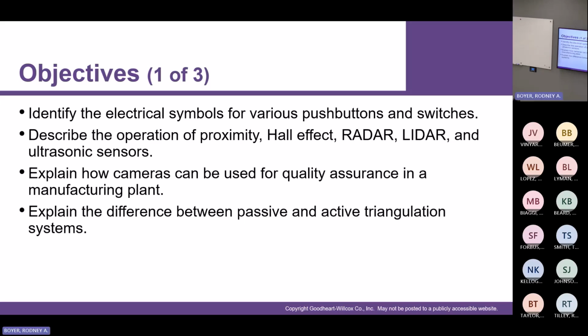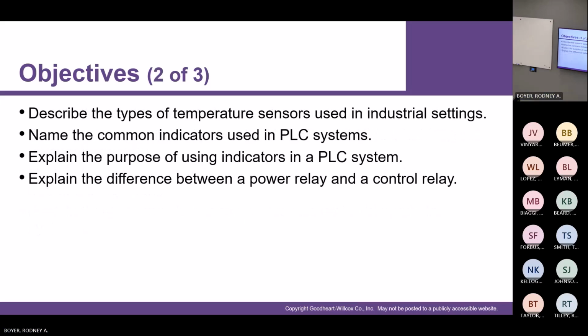Explain how cameras can be used for quality assurance. Explain the difference between passive and active triangulation systems. Describe the types of temperature sensors used in industrial settings and common indicators used in PLCs. Explain the purpose of using indicators in PLCs and explain the difference between power relays and control relays.